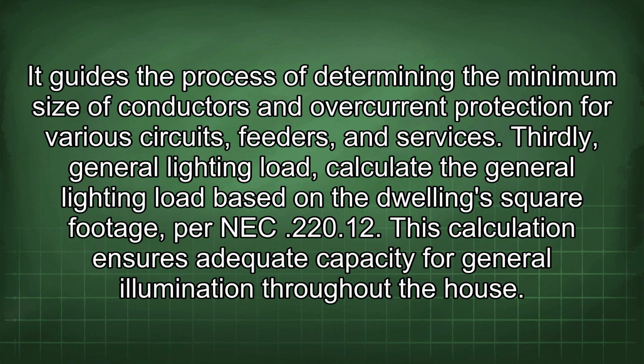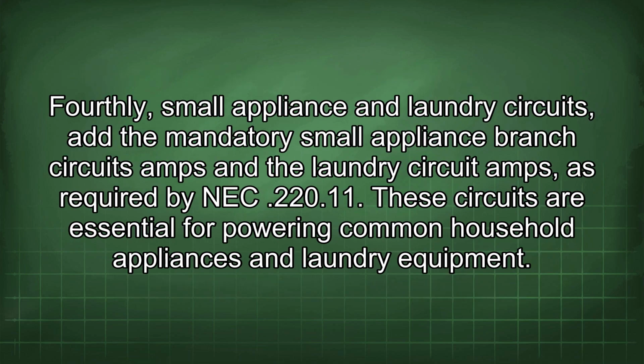Thirdly, general lighting load. Calculate the general lighting load based on the dwelling square footage per NEC 220.12. This calculation ensures adequate capacity for general illumination throughout the house. Fourthly, small appliance and laundry circuits. Add the mandatory small appliance branch circuits amps and the laundry circuit amps as required by NEC 702.5. These circuits are essential for powering common household appliances and laundry equipment.